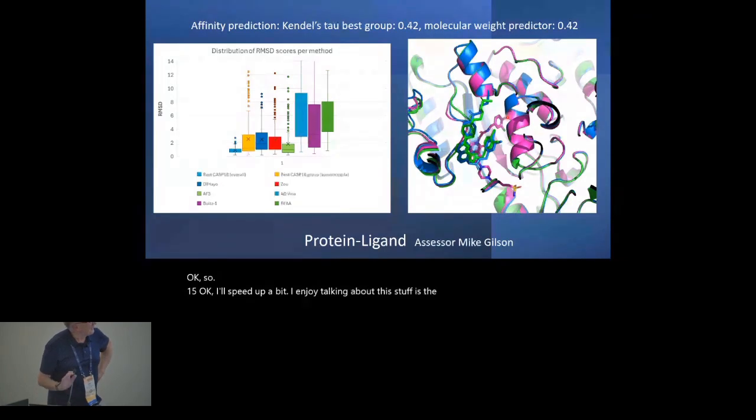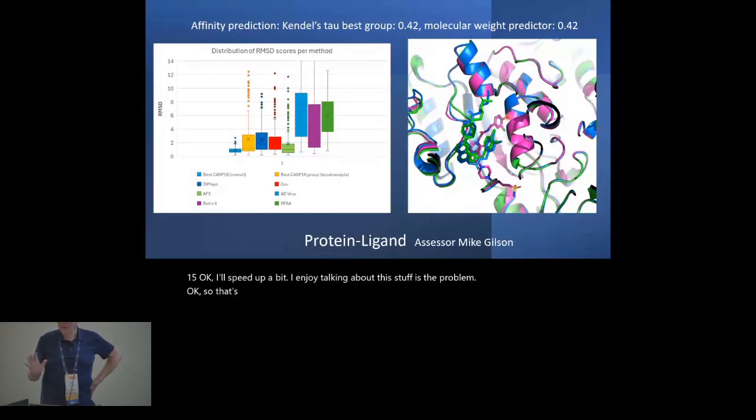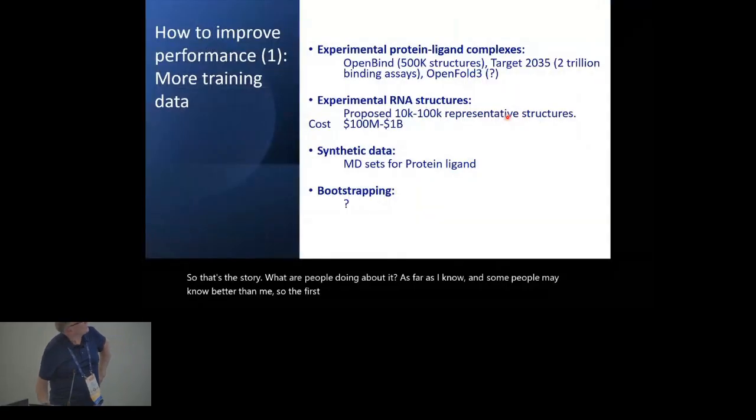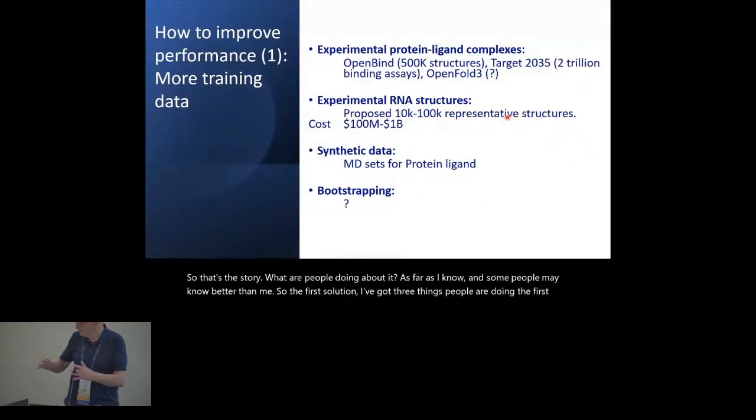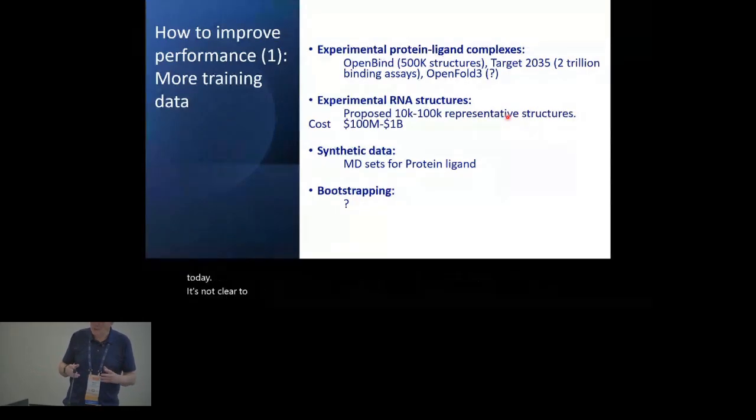Okay, so that's the story. What are people doing about it, as far as I know? And some people may know better than me. So the first solution, I've got three things people are doing. The first is the knee-jerk one, let's get more training data. And you've heard this, I'm sure, a lot of times today. It's not clear to me when that's going to work and when it isn't.